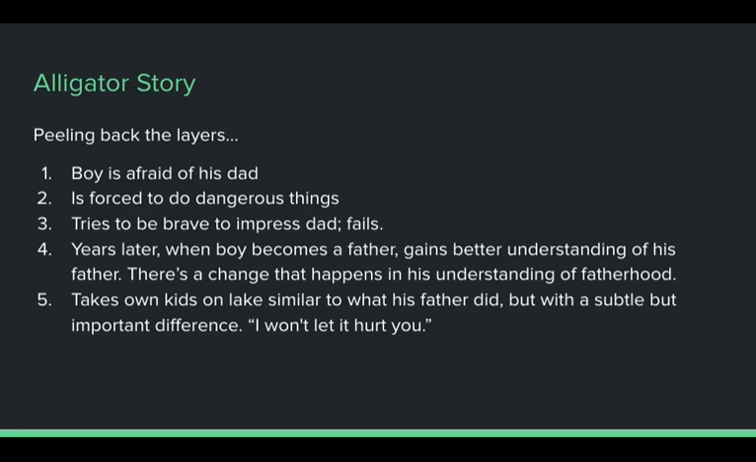He thinks his dad is trying to kill him. Years later, he becomes a father. He gains this better understanding of his father and what it means to be a father. And so that's where his change happens in himself, right? And then he takes his own kids on a lake and he ends up doing the thing that his father did. But there's a little bit of a difference this time. It's subtle, but it's really important, where he says the line, "I won't let it hurt you," which is something that his father did not say, right?